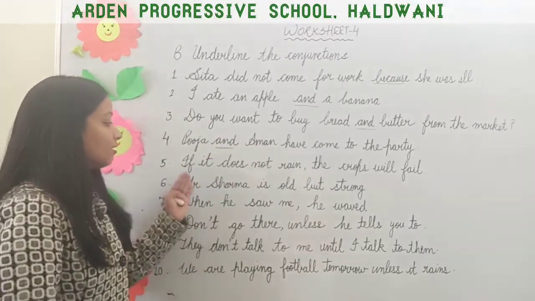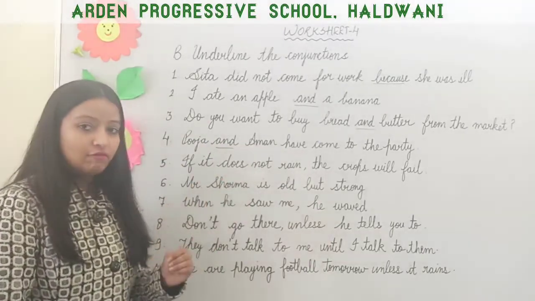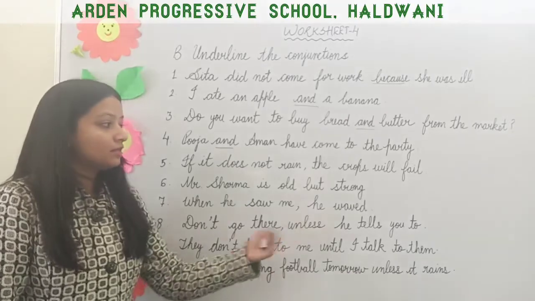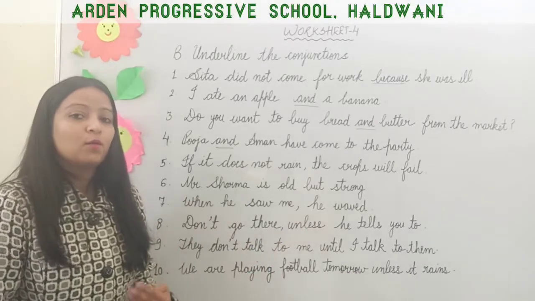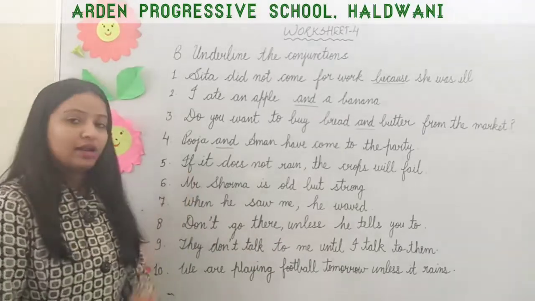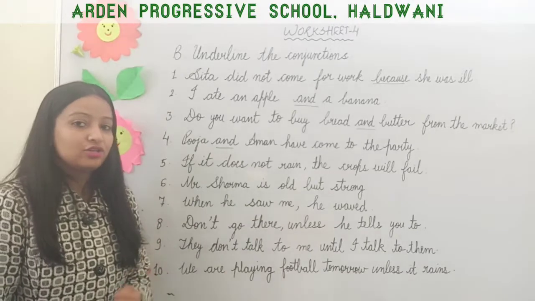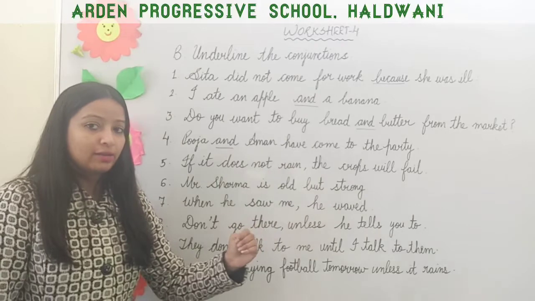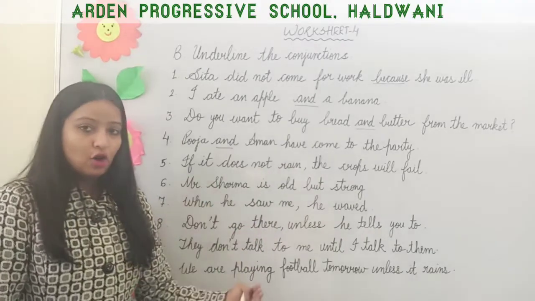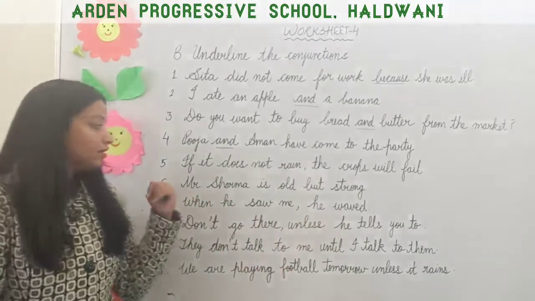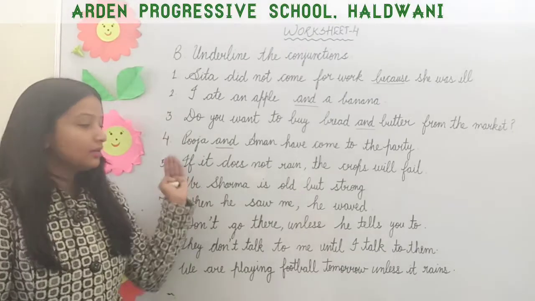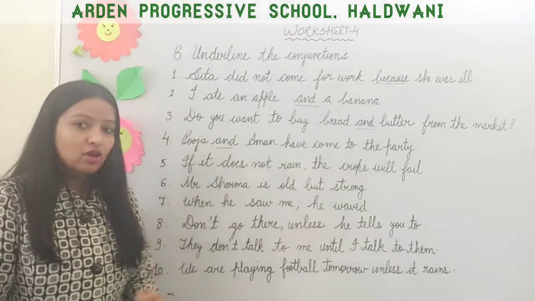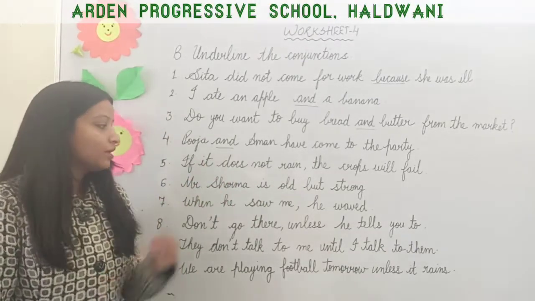Alright. If it does not rain, the crop will fail. Here we have applied a condition. What is the condition? That the crop will not fail, with the condition if it does not rain. So, if.